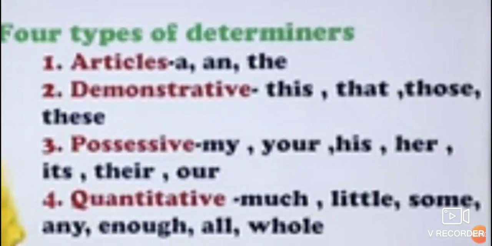Now there are four types of determiners. Number 1, articles, that is a and the. Number 2, demonstratives, that is this, that, those, these. Number 3, possessives: my, your, his, her, its, their, our. Number 4, quantitatives, that is much, little, some, any, enough, all, whole. Now we will see one by one.